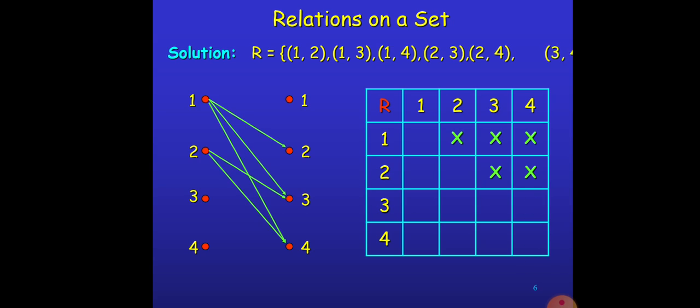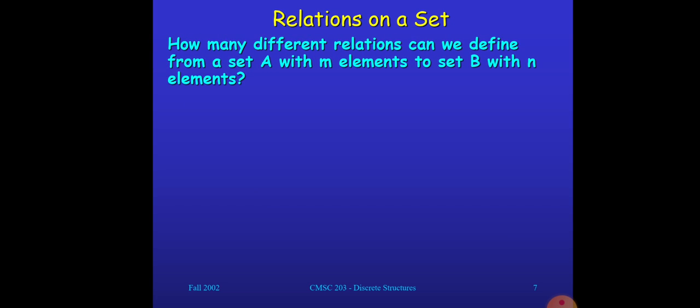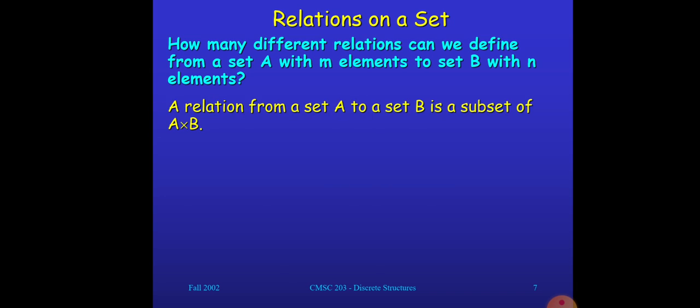Right? Next (3, 4), and then 4 is not related to any of the elements, because 4 is not smaller than any element of the second set. So this was our relation set.